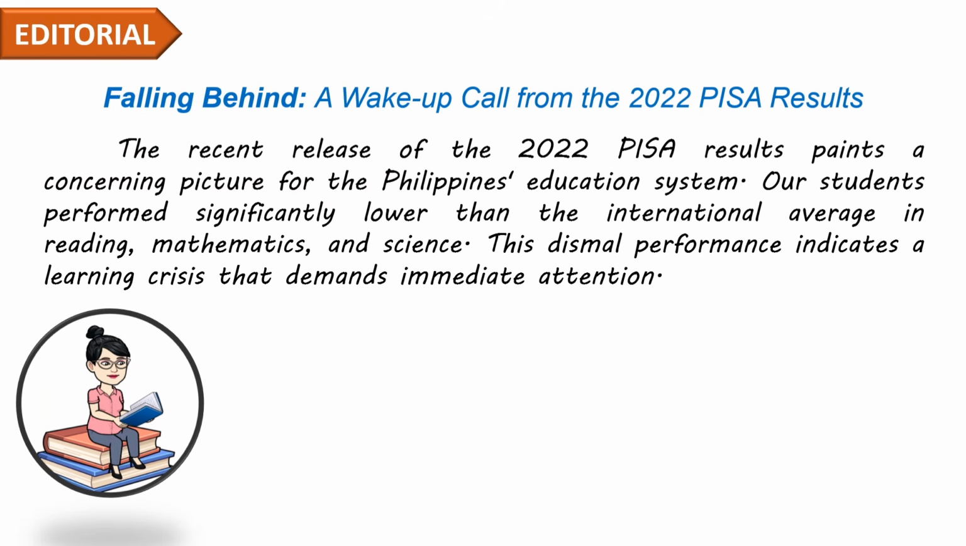Falling behind. A wake-up call from the 2022 PISA results. The recent release of the 2022 PISA results paints a concerning picture for the Philippines' education system. Our students perform significantly lower than the international average in reading, mathematics, and science. This dismal performance indicates a learning crisis that demands immediate attention.